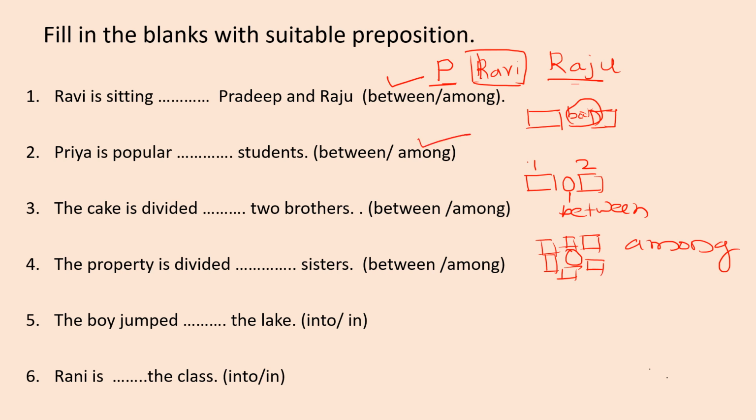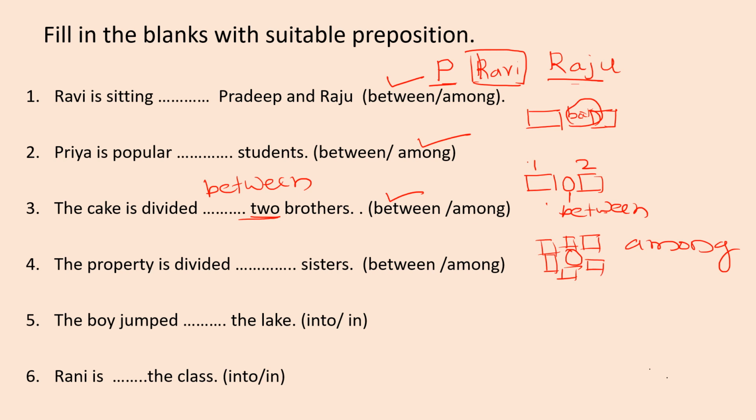For your better understanding, we'll go to the examples, and you'll get more clarification there. Cake is divided. I have mentioned two. If two are there, the answer will be between, because 1, 2, and one thing is in the middle. So the cake is divided between two brothers. The answer is between.